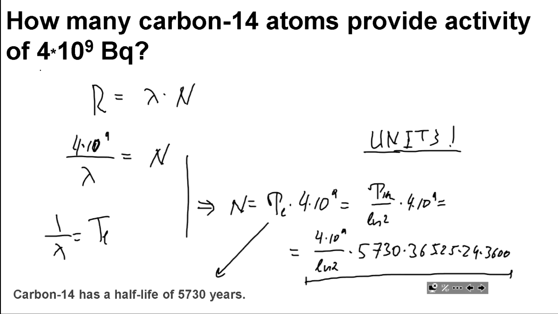Yes? No, I'm not sure what you're asking about. If you relate, so the relationship says T1 half equals natural log of 2 times T life, which is natural log of 2 divided by lambda.